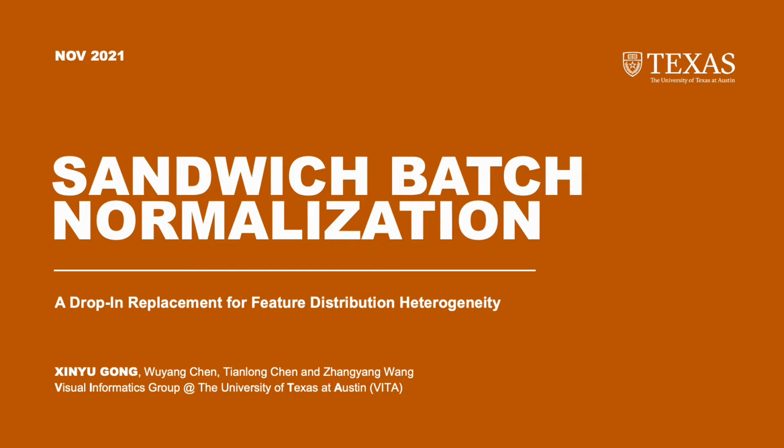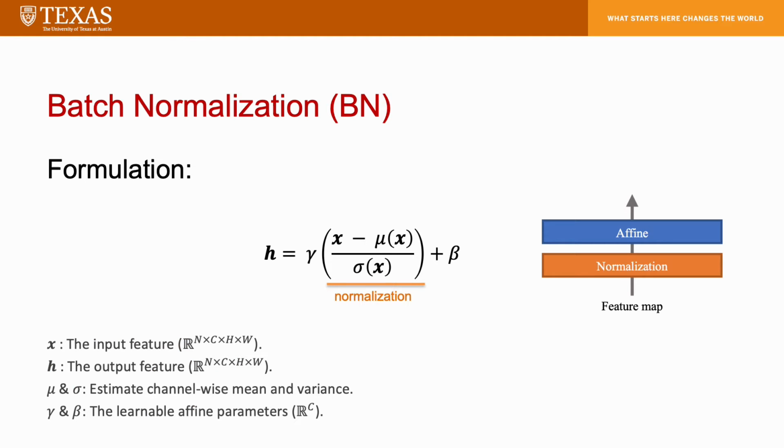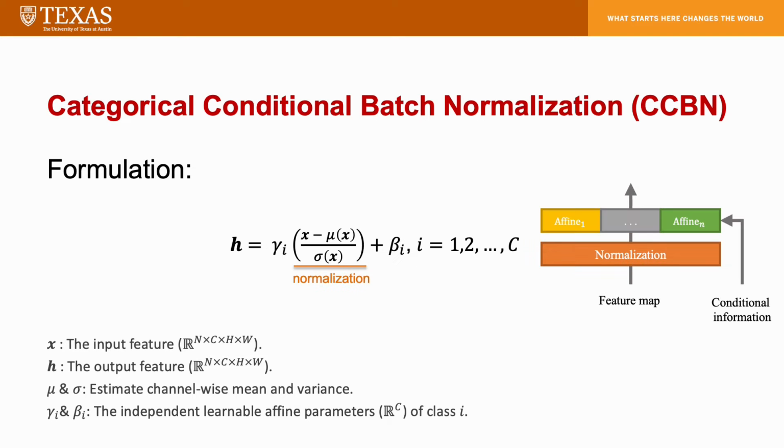I'm pleased to present my work, Sandwich Batch Normalization, a drop-in replacement for feature distribution heterogeneity, which could be used in multiple tasks. Let's talk about batch normalization first. From the formulation, we can see BN normalizes the input mini-batches of samples by the mean and variance, and then rescales them with learnable affine parameters. In terms of architecture, it is composed of a normalization layer and an affine layer.